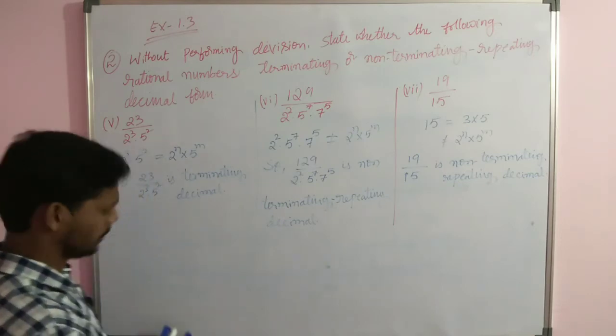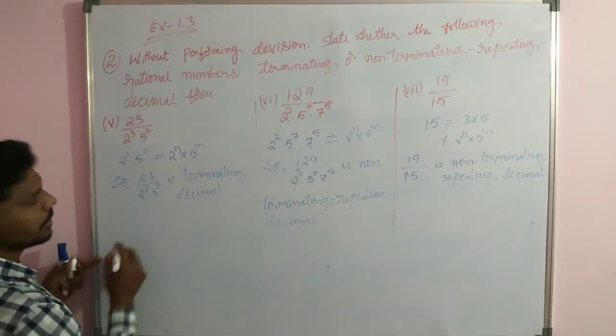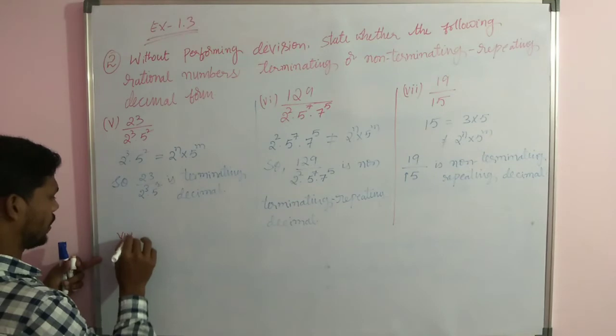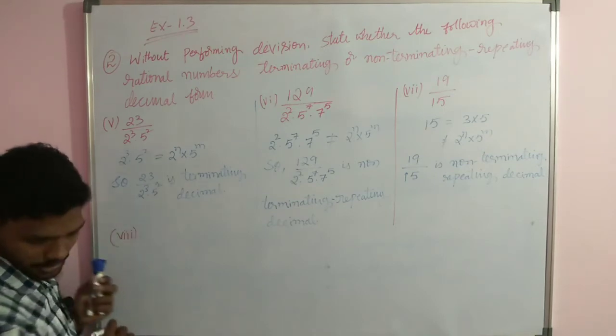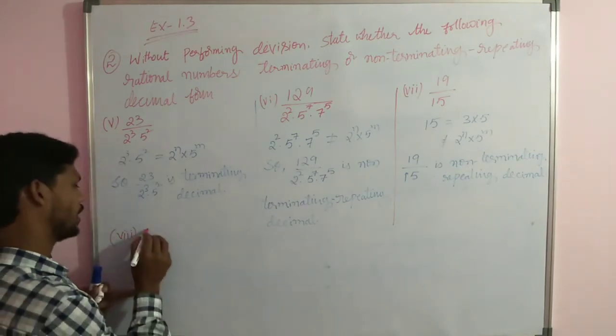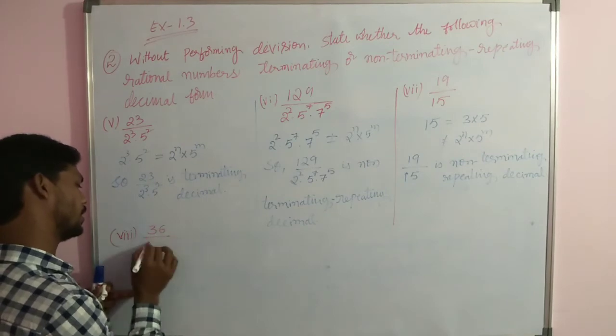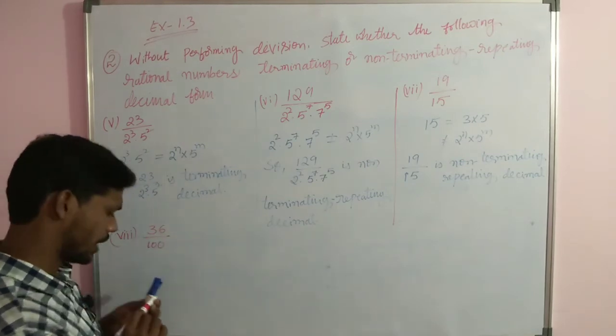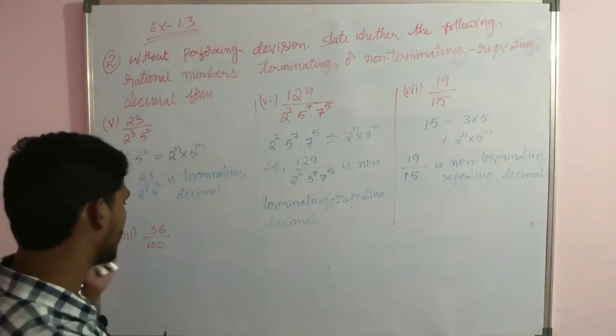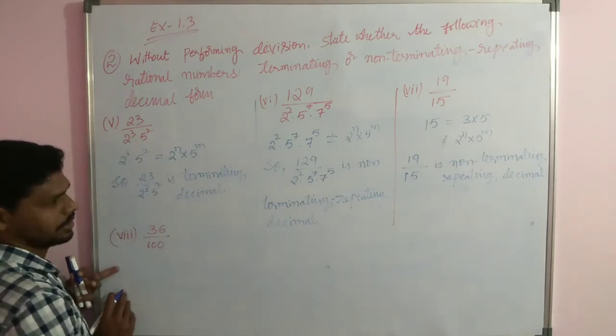Next one, after 7, number 8: 36 by 100. Here the denominator is 100.